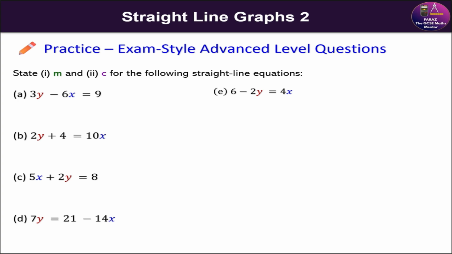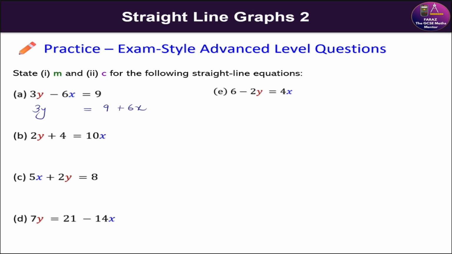Let's begin. Part A, 3y minus 6x equals 9. Let's get y on its own. Step 1, add 6x to both sides. So we will write 3y minus 6x plus 6x is 0 on the left side. 3y equals 9 plus 6x.